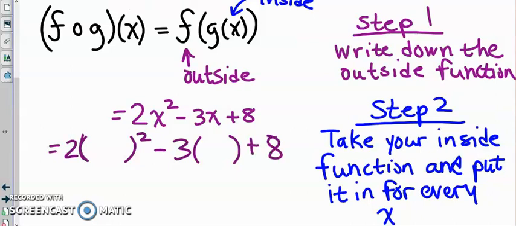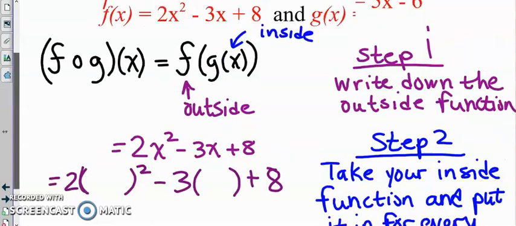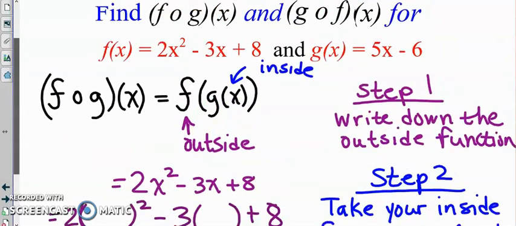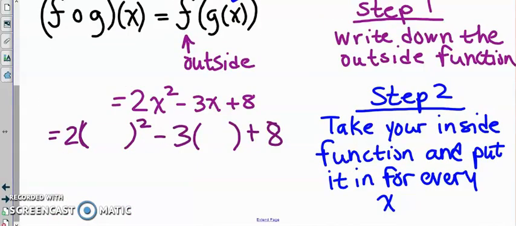All right, and so here I'm going to take my inside function and put it into these parentheses where the x's were. So again, our inside function is g of x. G of x is 5x minus 6. So we have 5x minus 6. Okay. All right, so with this, after we've done that, now we need to simplify.